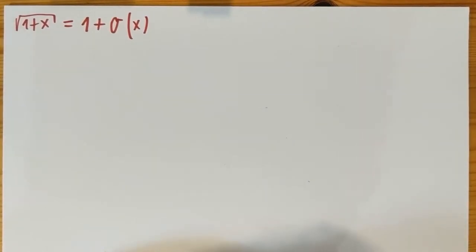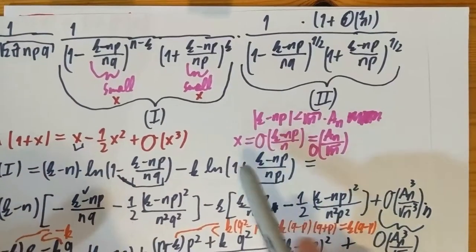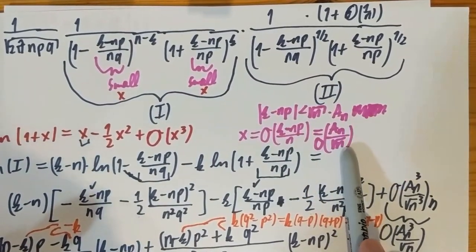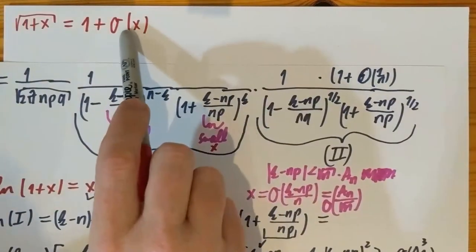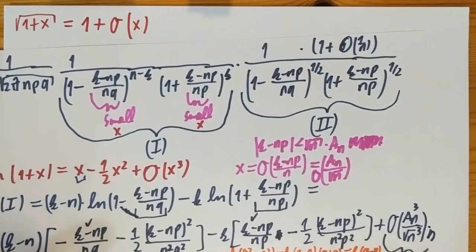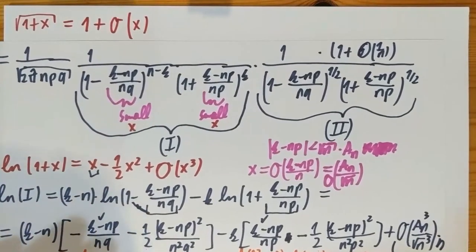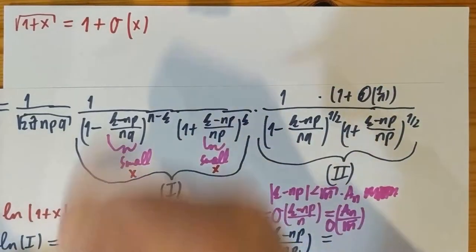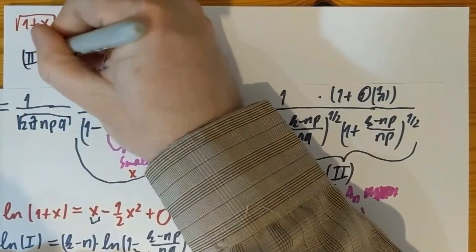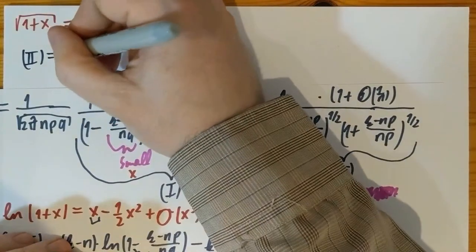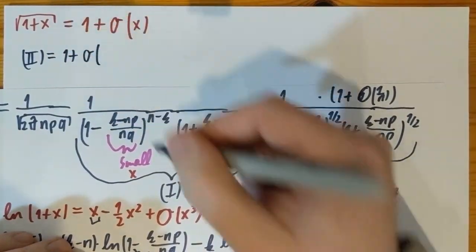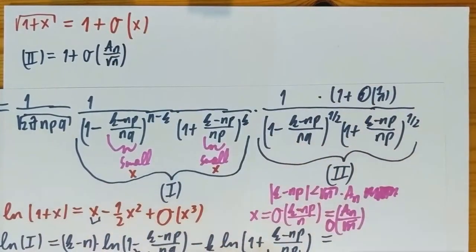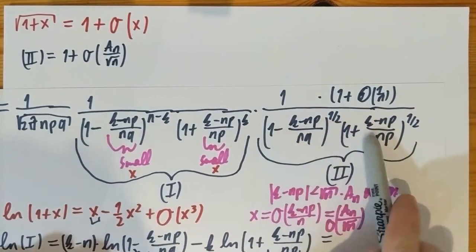There is a linear error. And also notice that the small stuff we have is still in the order of an over root n. So x will be in the order of an over root n. And therefore, for term 2, the only thing I need to say is that we have a 1 plus big O of an over root n. Okay, so this is true for both of these terms separately.